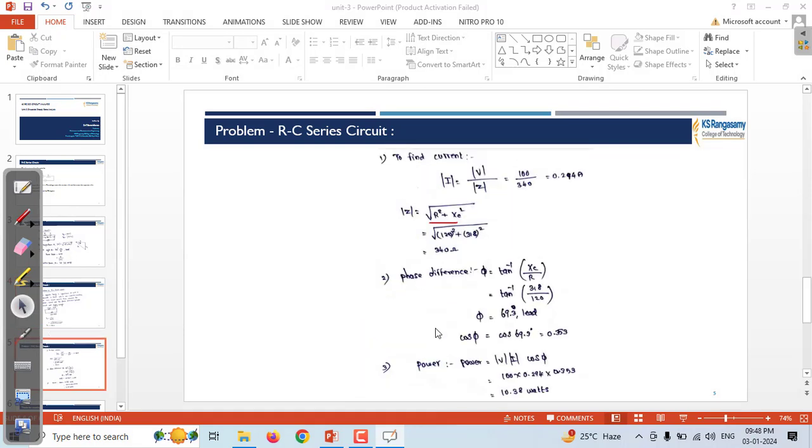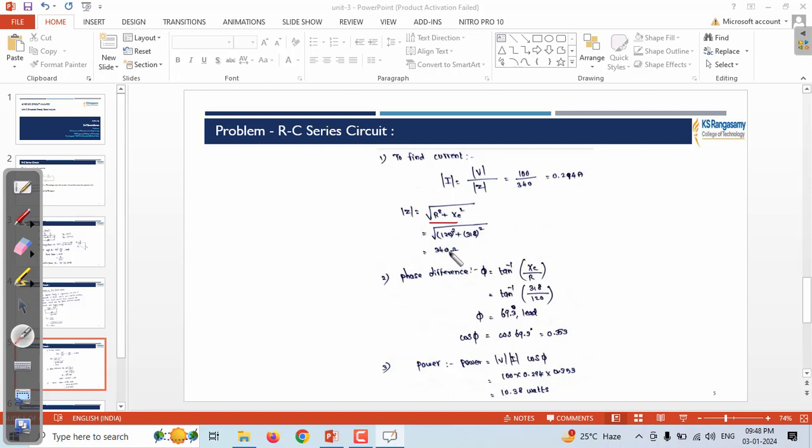So next, we can substitute the XC value in this formula. The R value is given as 120, so square root of 120 squared plus 318 squared. The value will be around 340.